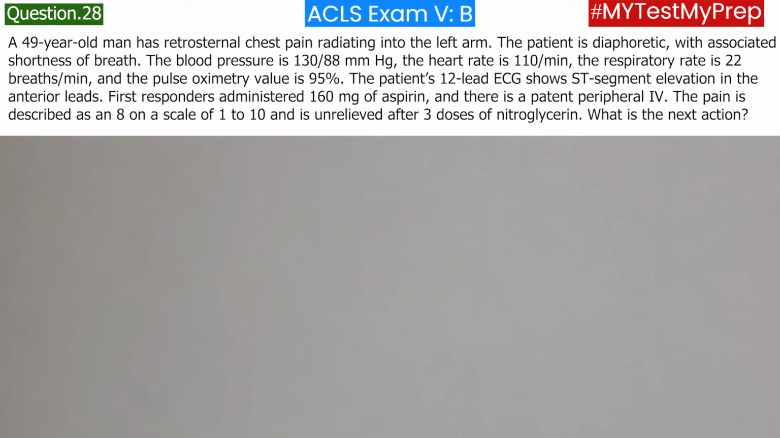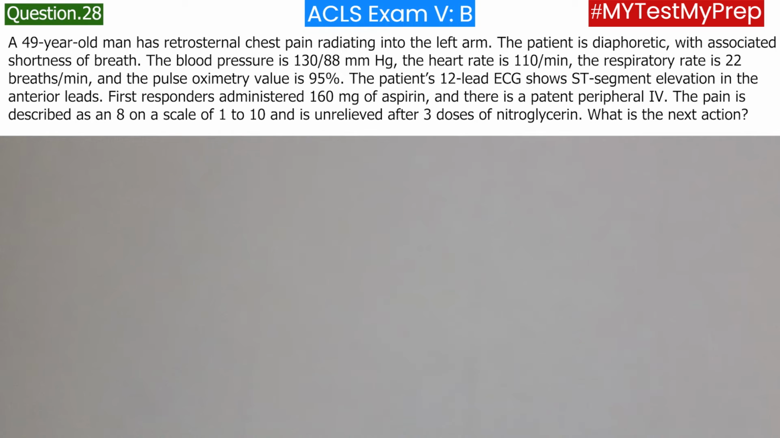A 49-year-old man has retrosternal chest pain radiating into the left arm. The patient is diaphoretic, with associated shortness of breath. The blood pressure is 130/88 millimeters of mercury, the heart rate is 110 per minute, the respiratory rate is 22 breaths per minute, and the pulse oximetry value is 95%.